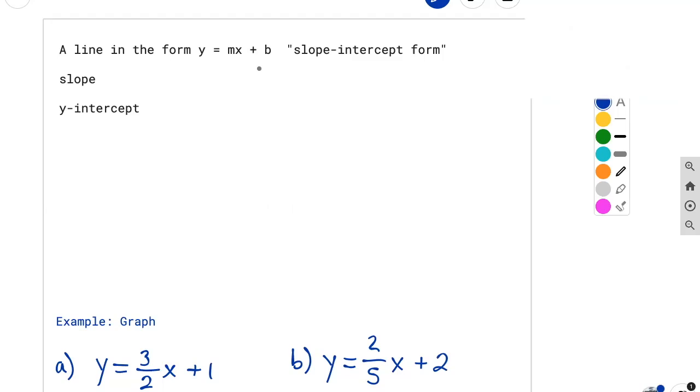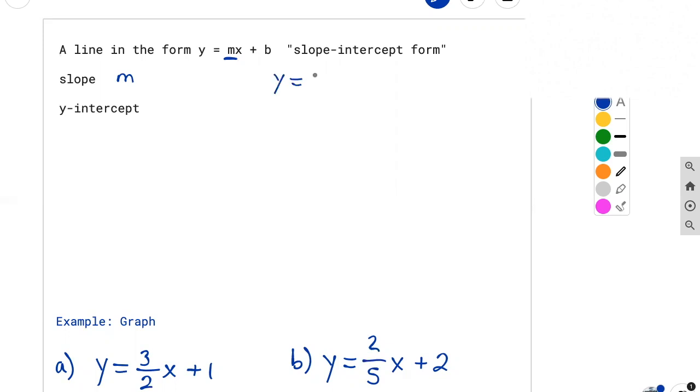And the name suggests that by looking at the equation, you should be able to tell the slope and the y-intercept of the line. And we can see the slope right here. It's the coefficient of x. It could be a negative number. It could be a positive number. It could be 0. It could even be a 1. So you have to look for that.